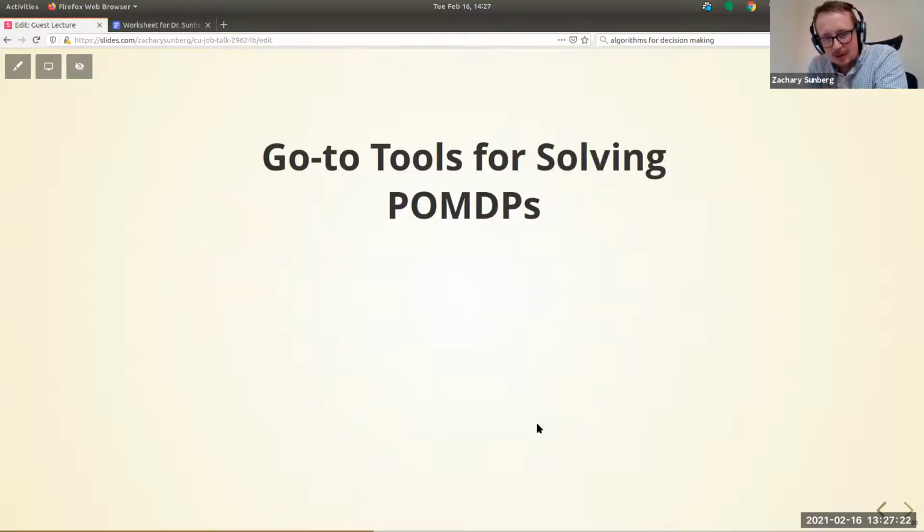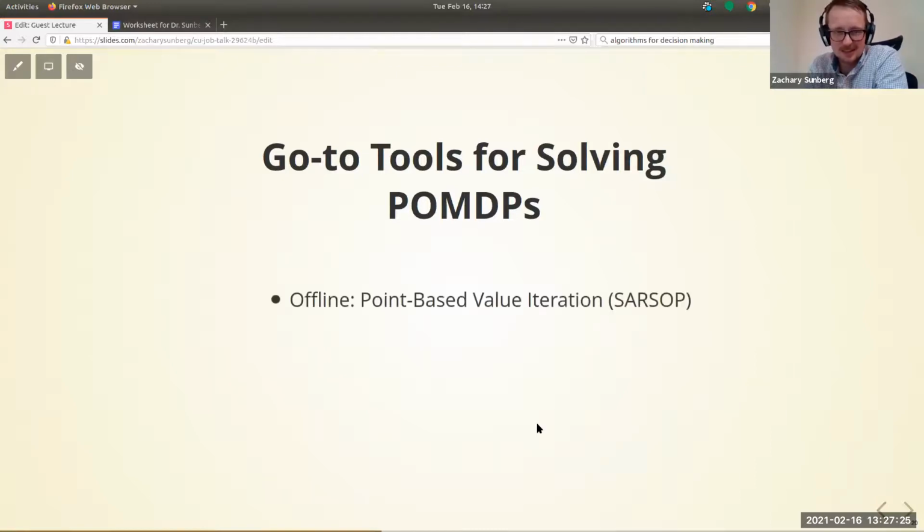Okay, so when we go to POMDPs, we have something kind of similar. Offline, we want to use something called point-based value iteration, which is basically a more efficient way of doing value iteration in POMDPs. And I'm not going to talk about that. You can solve problems up to maybe hundreds of discrete states, maybe 1,000 discrete states with this algorithm called SARSOP. But since POMDPs are very computationally intensive, it's hard to get offline solutions.